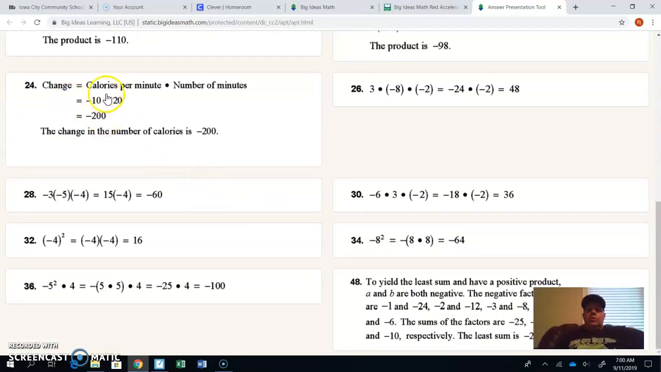24, change equals calories per minute times the number of minutes. So you take negative 10 times 20 to get negative 200. Number 26, the answer is 48.